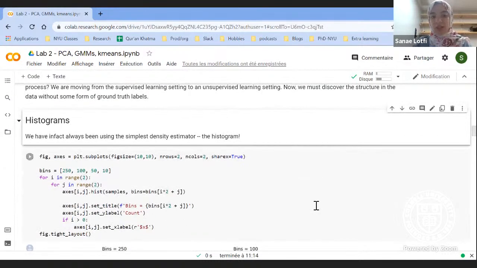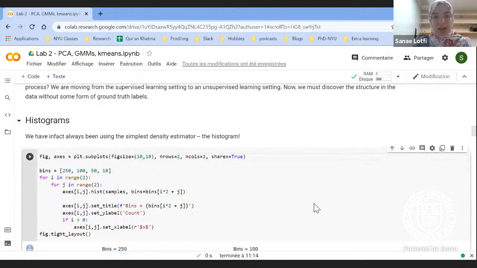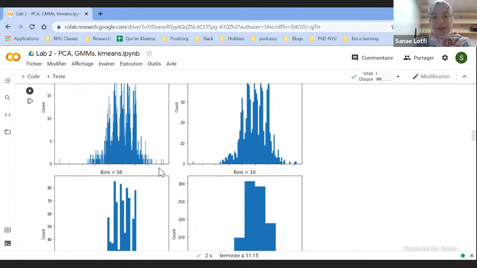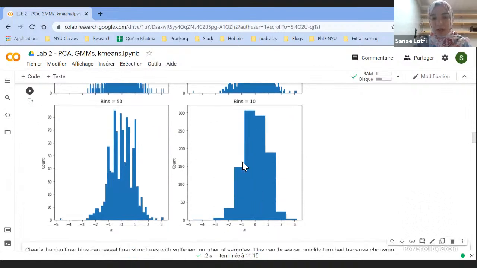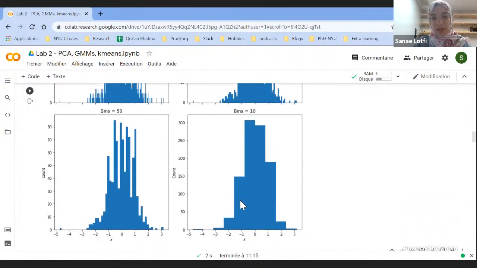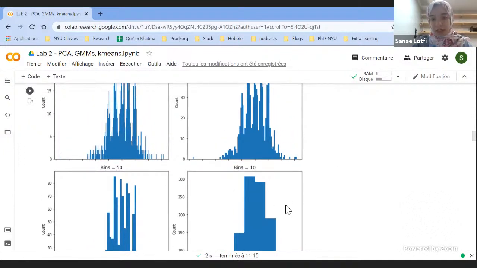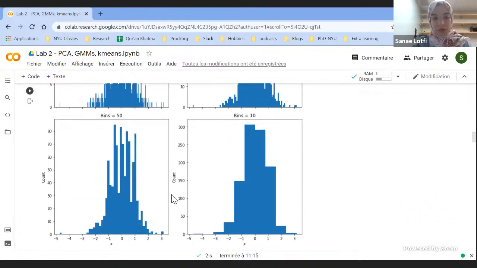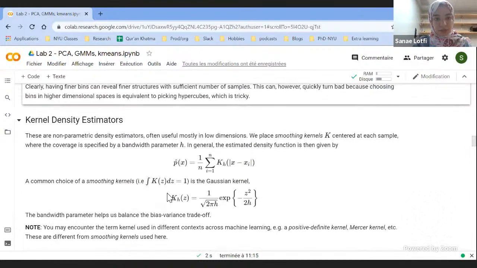And as it turns out, we have already been doing density estimation using histograms. And you can see here that, okay, it's taking a while, but the bigger the number of bins that you are selecting, the finer the distribution you can recover. So you get roughly the shape of the density here with 10, but you can move to finer things if you choose a bigger number of bins.